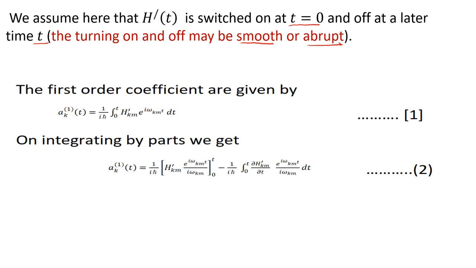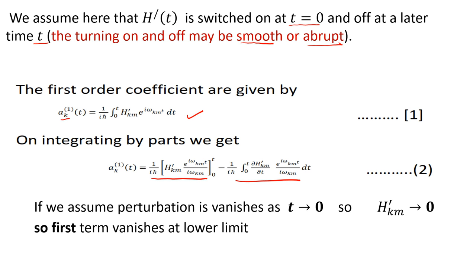The first order coefficient in time dependent perturbation theory is given by a k 1 t, meaning the particle in kth state at time t, is equal to 1 upon i h cut, integral of H dash km. On integrating, the first term is this and the second term is this.